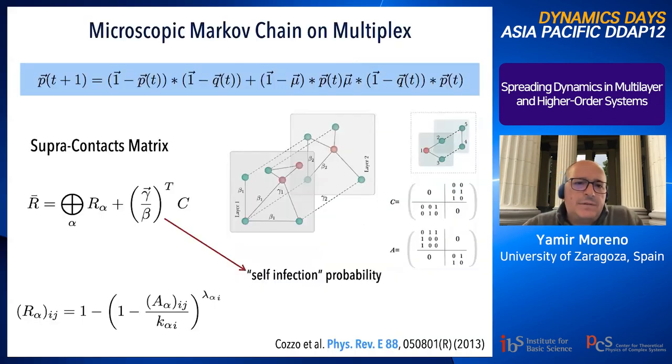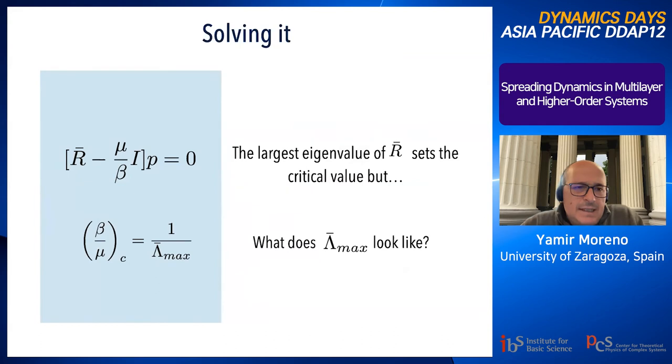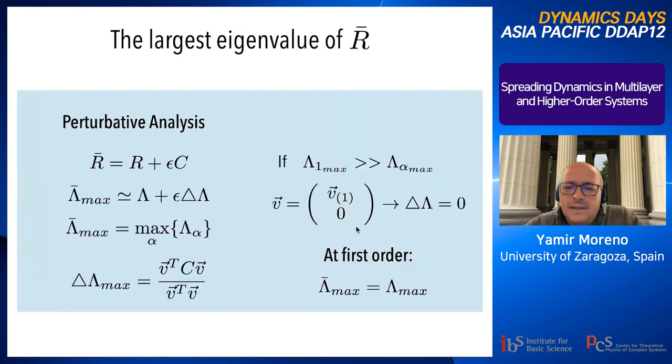This could also be formulated for multilayer networks. I will not enter into detail because I am running out of time. But again, the result is the same: the threshold or the critical properties of the system are determined by the largest of the largest eigenvalue of each adjacency matrix of this R matrix corresponding to each of the layers in your system. We can do some math to find this, but essentially what you find is that at first order, this largest eigenvalue of the whole supra-GCC matrix is the same as the largest of the largest eigenvalue of each individual layer.